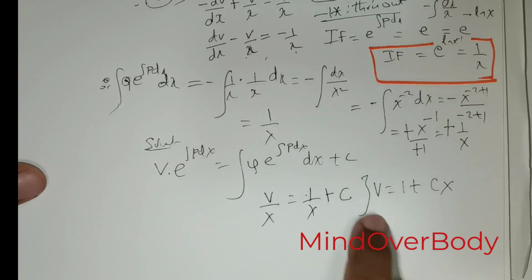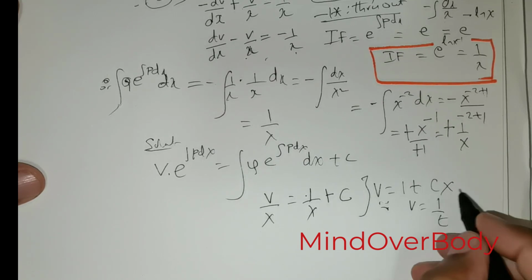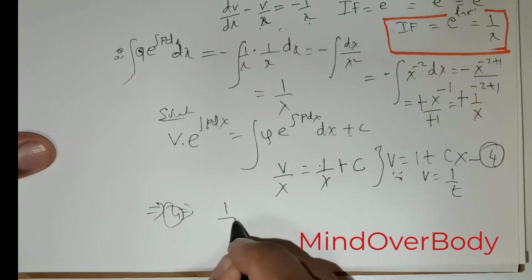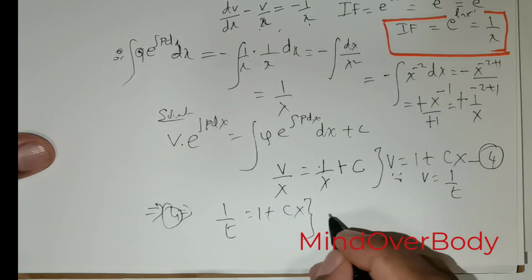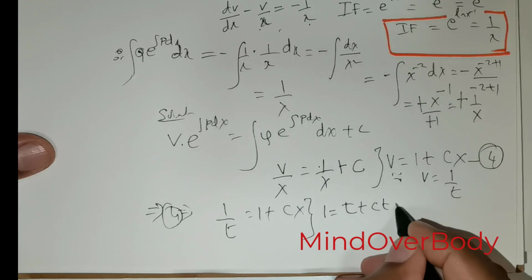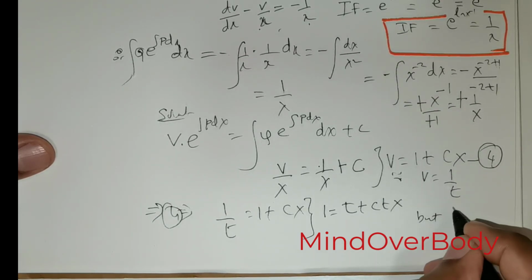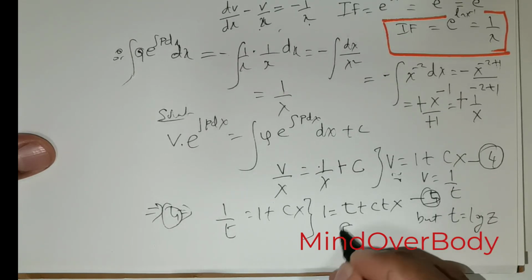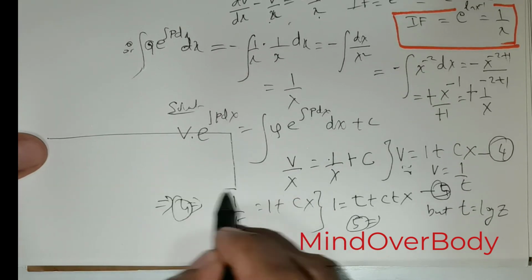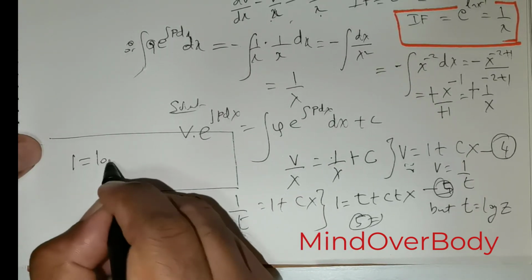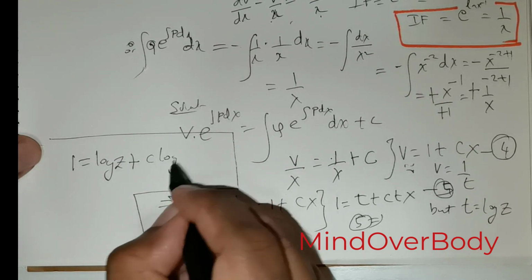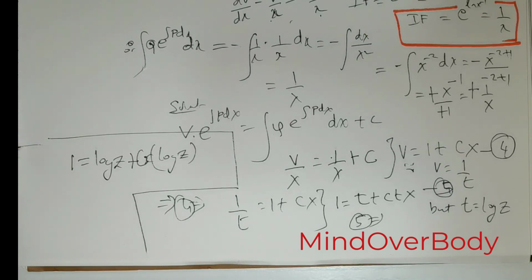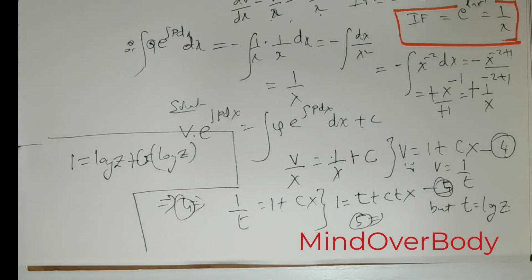This is what I've got, but my v is 1 over t, right? So if I were to take this as 4, this would mean 4 can be rewritten as 1 over t is equal to 1 plus c times x. So from here I get 1 is equal to t plus c times t times x, but my t is log z. So if I were to take this as 5, then I can rewrite 5 as 1 is equal to log z plus c times log z. Of course there is an x there, probably I can place the x somewhere over here and place the constant c there. And this is a good place to stop.